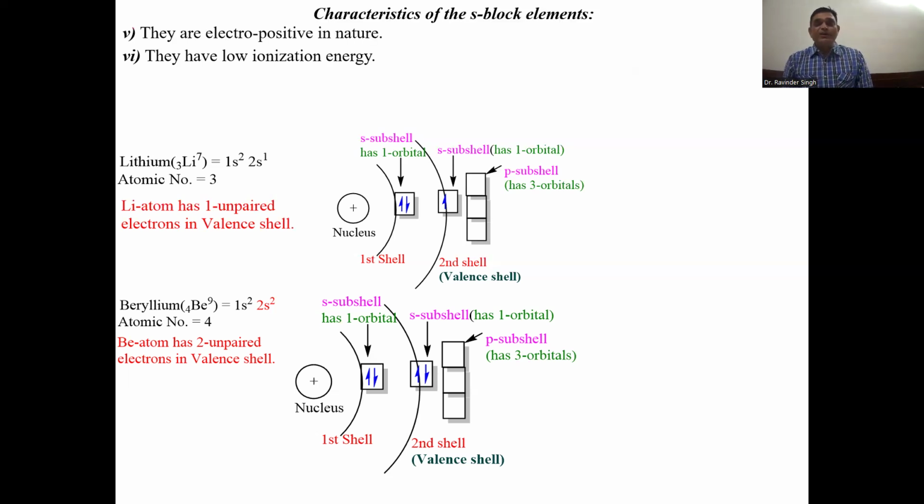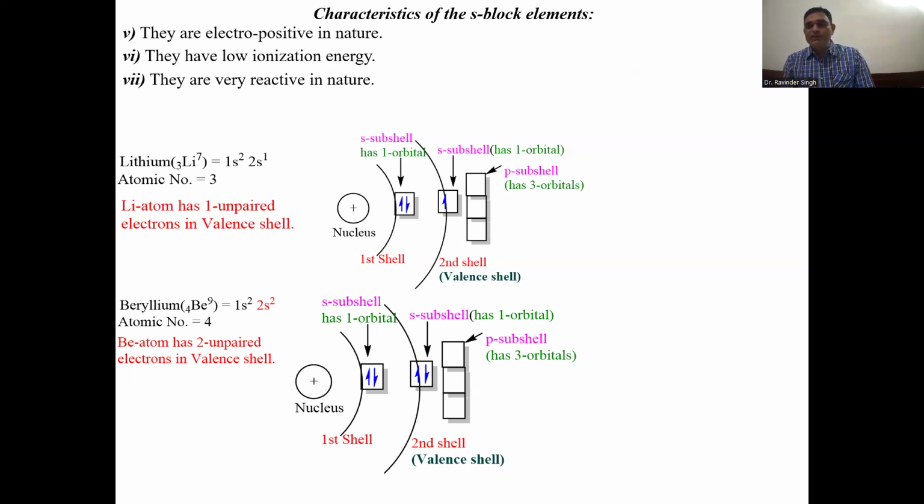The next point is that they are electropositive in nature. Electropositive means after losing electrons, they acquire a positive charge. So the elements which have the ability to lose electrons are electropositive. Why electropositive? Because after losing electrons, they acquire the positive charge. That's why we call them electropositive in nature. All the s block elements are electropositive because they have the tendency to lose the valence electron, because after losing it, as we already explained, they acquire the group 18 like fulfilled stable configuration.